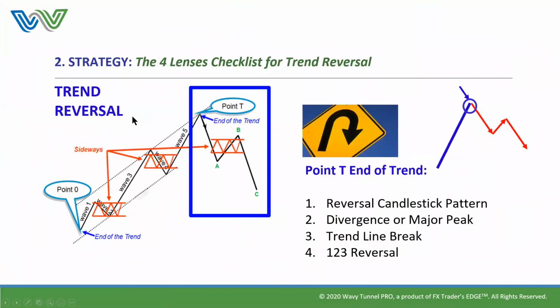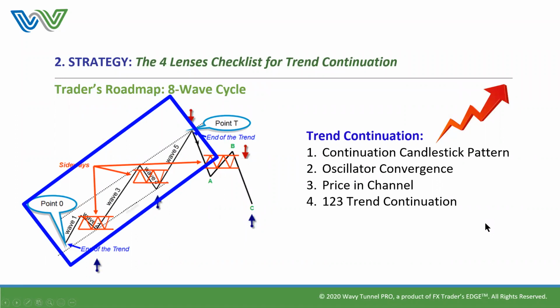Now let's look at the 4 lenses checklist for, okay, so this is what we just did. 4 lenses checklist for trend reversal, just a review: reversal candlestick pattern, divergence or major peak, trend line break, and 1, 2, 3 reversal. Now let's look at the 4 lenses checklist for trend continuation.